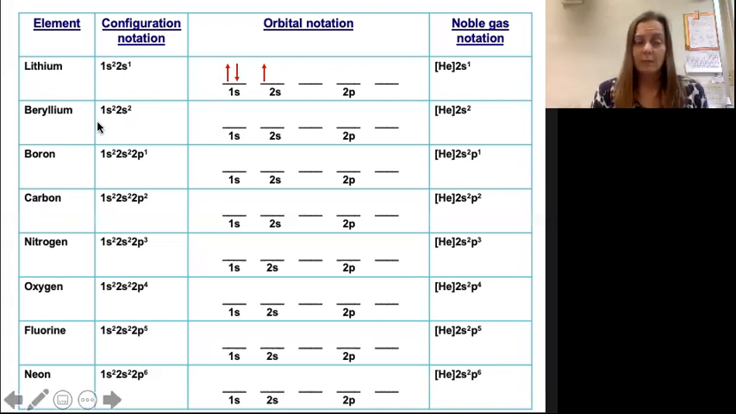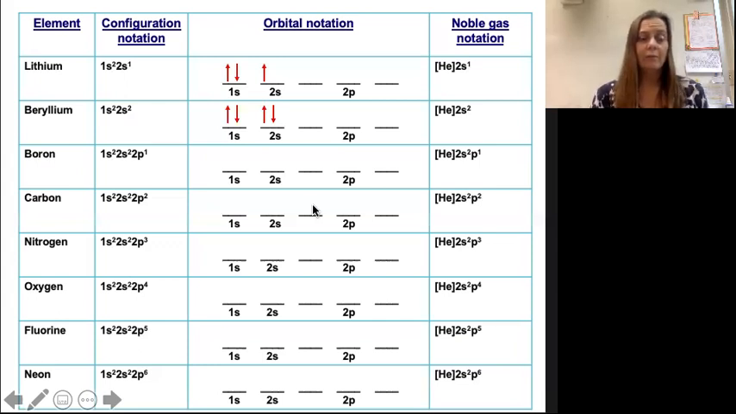So we can do the same thing with beryllium. We're going to look at orbital notation. So again, we're going to have an up arrow and a down arrow in the 1s. And now we're also going to have an up and a down in the 2s. And so we would write this as 1s2, 2s2. And our noble gas notation, again, it has all the same electrons as helium, the noble gas before it. And then it has 2 more electrons in the s orbital.